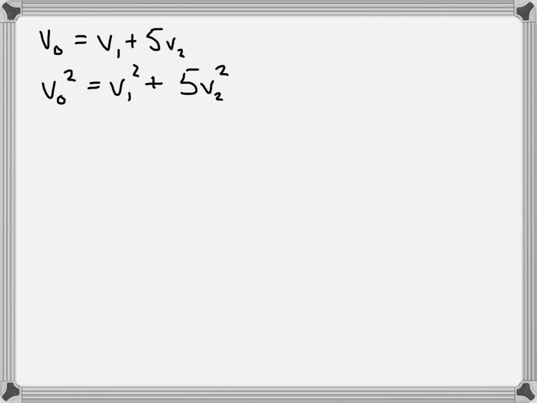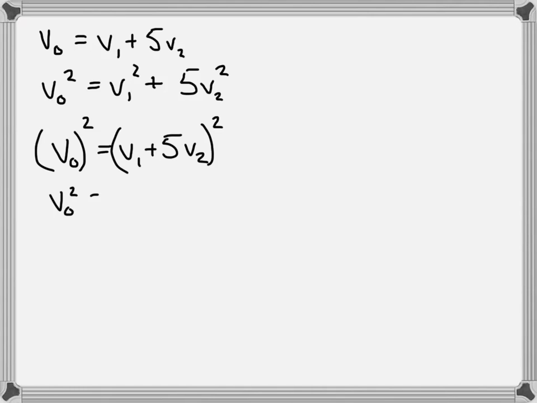Well, I noticed that one of these is v naught, one of them is v naught squared. So why not take this one, square both sides, and then substitute out for this? So I'm going to take this equation and square both sides of it. And when I do that, I get v naught squared, and then I have to multiply that binomial out. And boy, it looks like I made a worse mess than before.